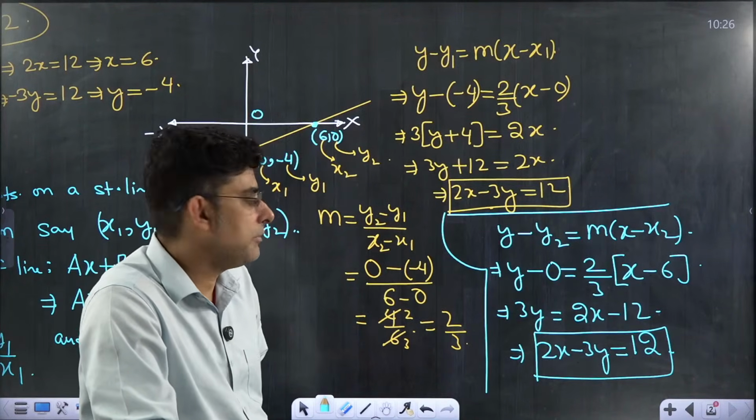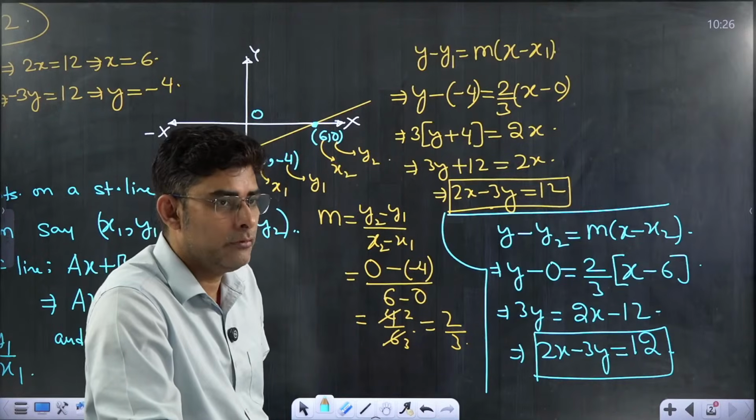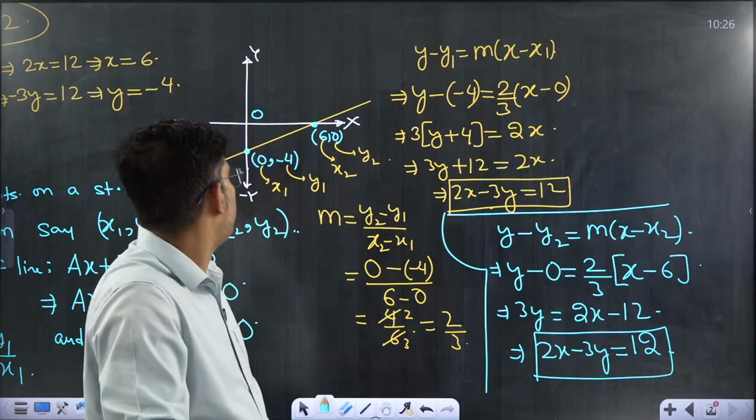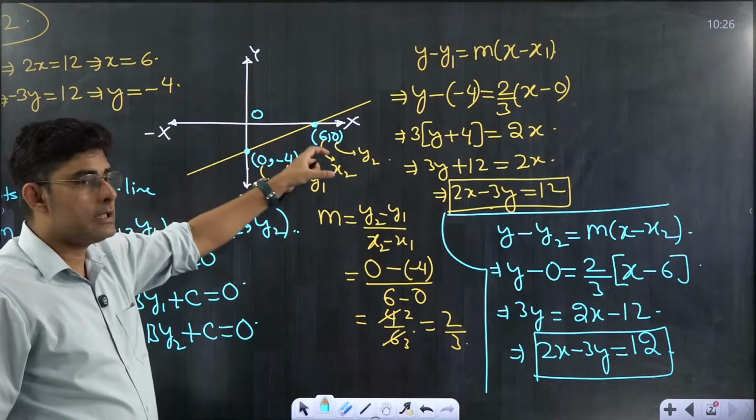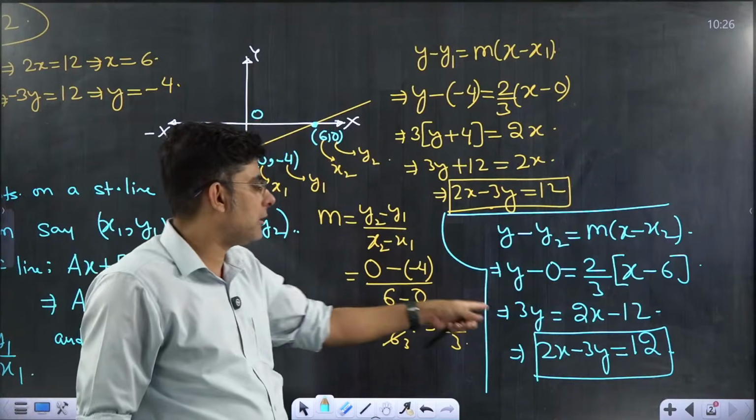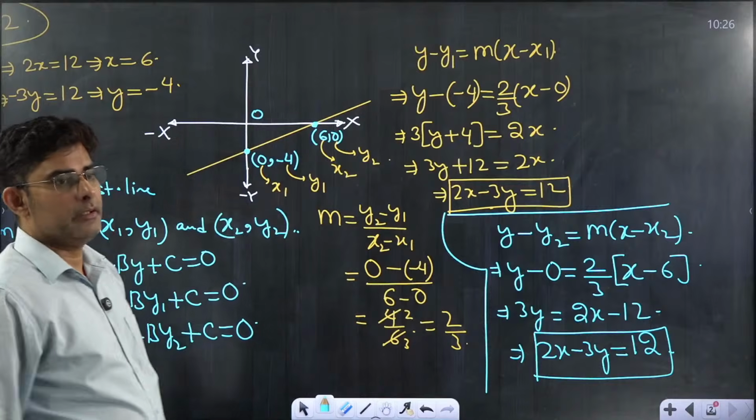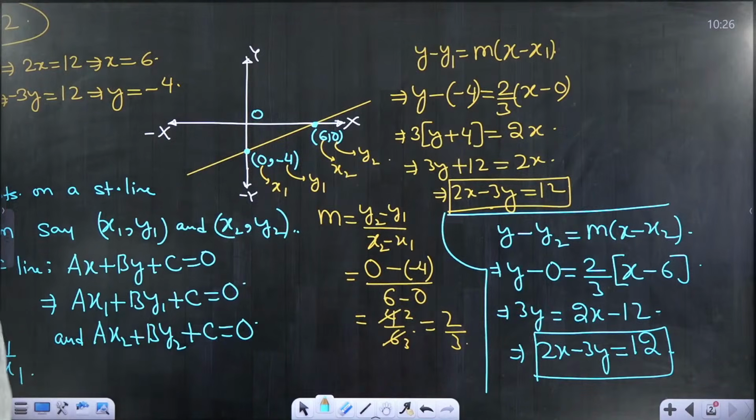So 2x minus 3y equals 12, one equation I showed. Either by the equation given you can draw the graph, or from the graph if 2 points are known you can write the equation. Is it clear to all of you? Now let's move on.